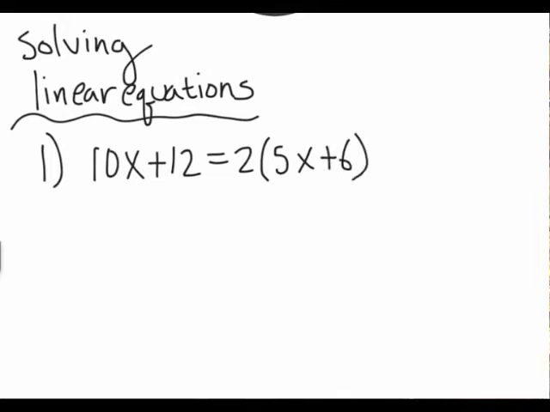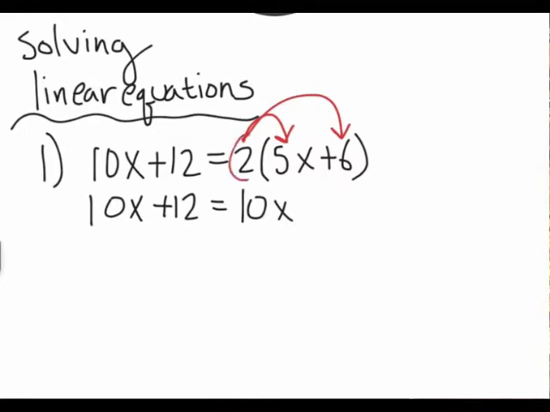Well, the first step, as you would have learned in the last video, is to get rid of the parentheses. And we do that by distributing the 2 out front to both terms inside the parentheses. So the next line of our equation is going to be 10x plus 12 equals 2 times 5x is 10x, and then 2 times 6 is 12. Now let's try to get the x term over here to the left-hand side of the equation, and we can do that by subtracting 10x from both sides of the equation.